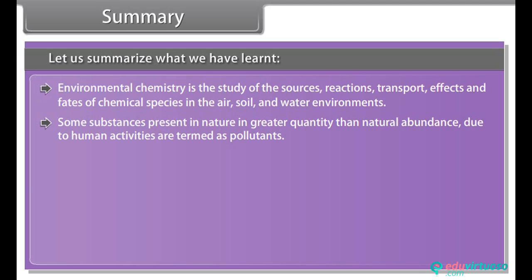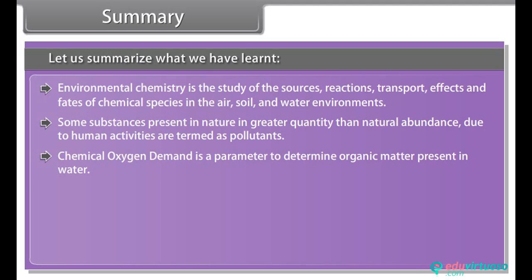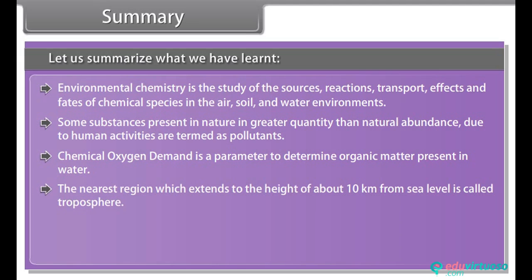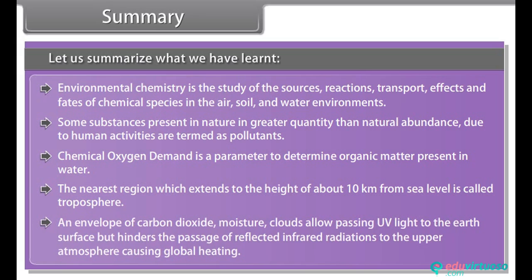as pollutants. Chemical oxygen demand is a parameter to determine organic matter present in water. The nearest region, which extends to the height of about 10 km from sea level, is called the troposphere. An envelope of carbon dioxide, moisture and clouds allows UV light to pass to the Earth's surface, but hinders the passage of reflected infrared radiations to the upper atmosphere, causing global heating.